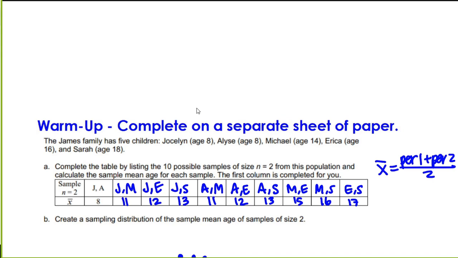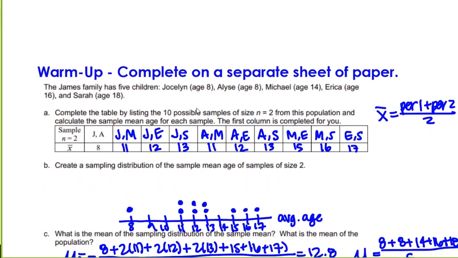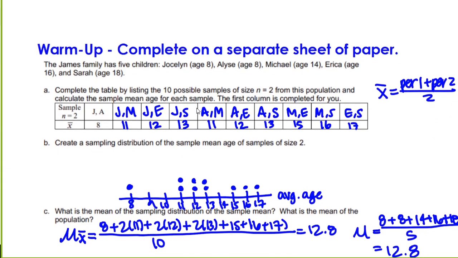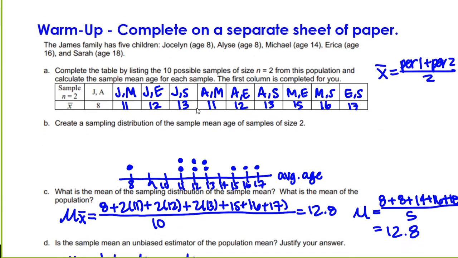And then to find their average age, I just added their ages together and divided by 2. So that's where those numbers came from. And then the sampling distribution of the sample mean age is where you just plot all the means on a dot plot like this. And so you can see the general shape.